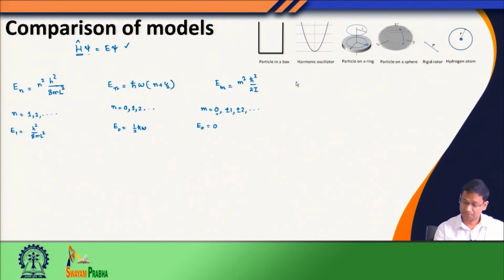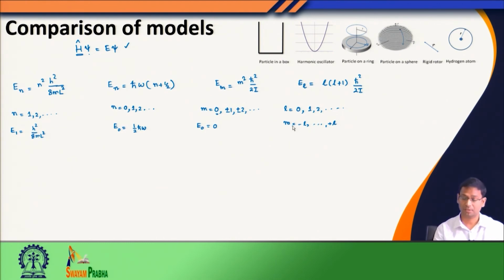Going to the particle in a sphere problem, where E was given as a function of L, the energy levels came out to be, where I is the moment of inertia given as m r square, m is the mass of the particle and r is the radius of the ring or radius of the sphere that this particle is experiencing. All right, so here what happens? What are the values of L? L can be 0, 1, 2 and so on and so forth. For each value of L, we have m going from minus L to plus L in steps of 1. So, for each value of L, we have 2L plus 1 number of m values.